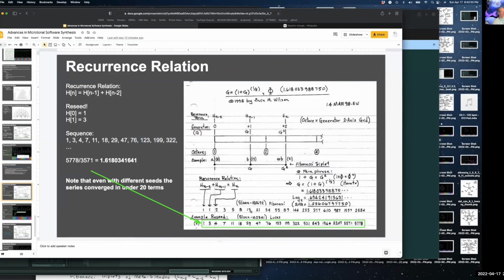And then, by the way, that Lucas reseeding series. Yes, exactly. This is the Lucas series. So that reseeding, if you take 5778 and divide by 3571, it also is almost exactly the same within the limits of precision of this computer, the generator. So no matter how you reseed it, which is your creative, your personal way, the series will converge if you let it go out far enough.